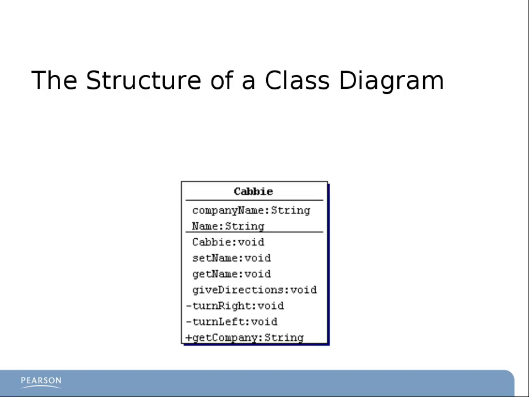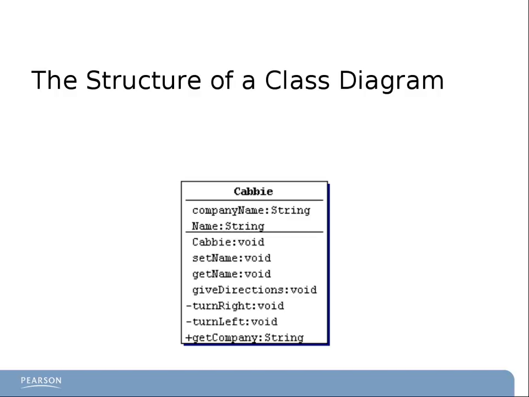So the structure of a class diagram, what do we got? Class names up top, aka Cabby. Then you have a solid line, and underneath it are its member variables. So the Cabby has a company name, which is a string, and the name, which is also a string. So those are its data member variables, or its attributes. Then comes another line, and comes your methods. So it has the Cabby constructor, the set name function, get name function, give directions, and then turn right, turn left, and get company.